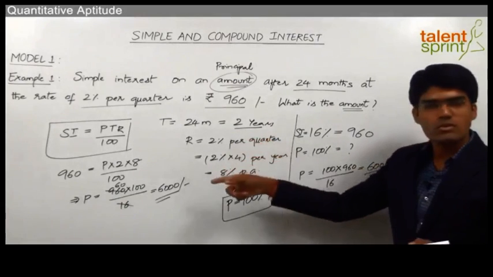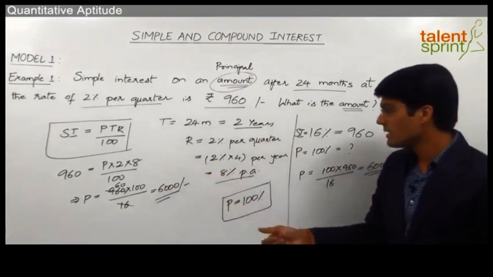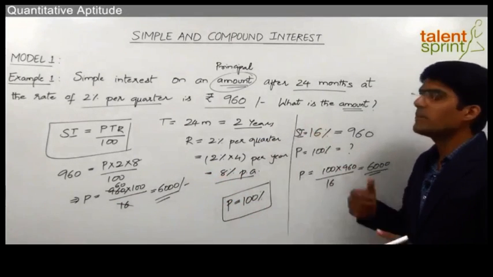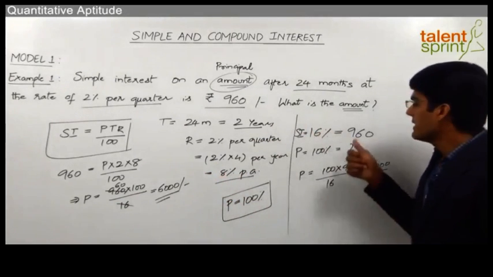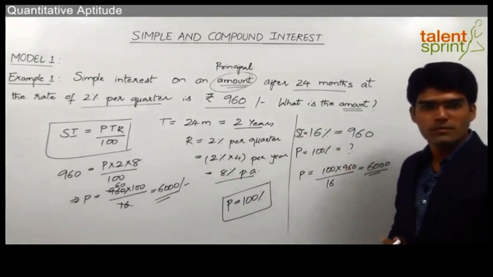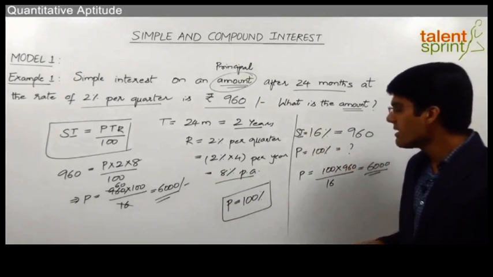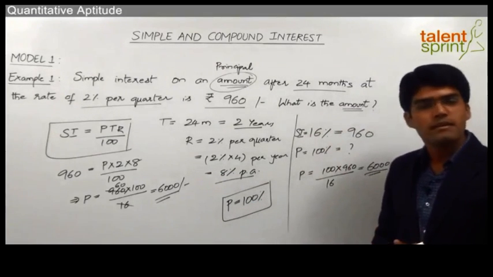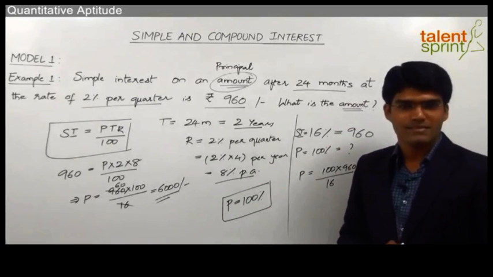So either we can use the formula to find out the answer, or otherwise simply understand what will be the total interest that will be earned in a period of 2 years at the given rate, and then equate that to 960 and cross multiply to find out the principal amount. The important point to be understood here is principal should always be taken as 100% in case of simple interest and compound interest calculations.